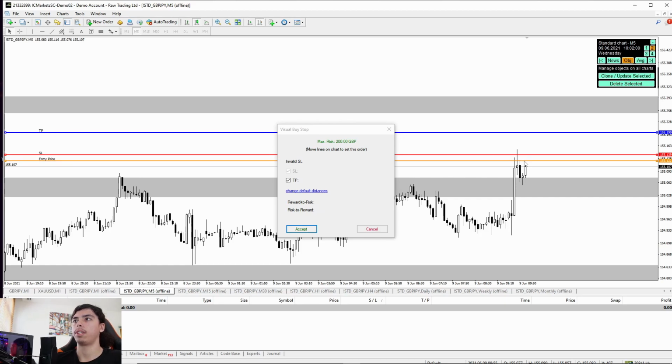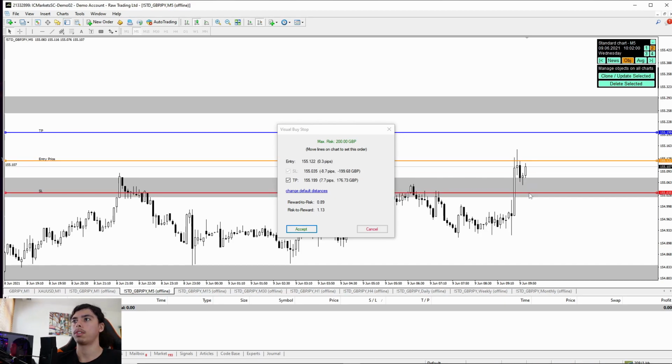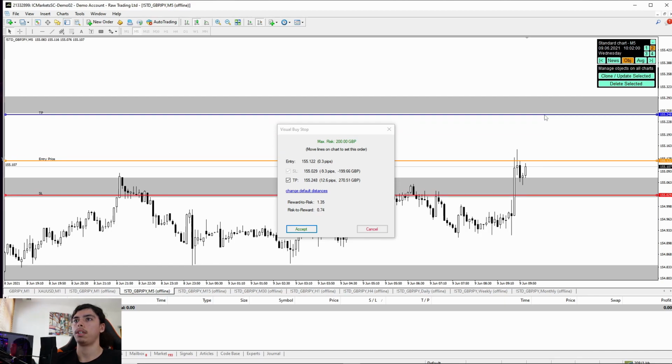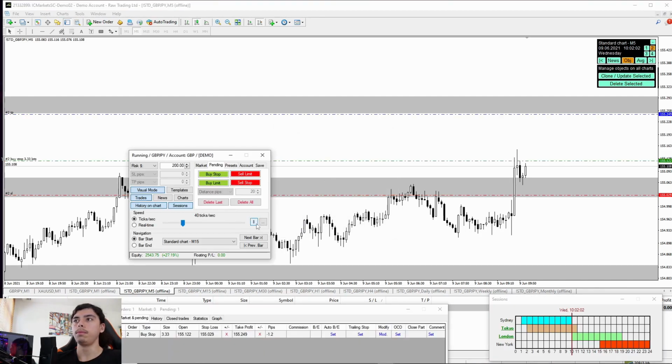this level here. Stop loss below here, because it shouldn't be breaking back into the range. TP above here, right? You can look something like that. There we go. Okay, we're triggered in. Let's see how this goes.